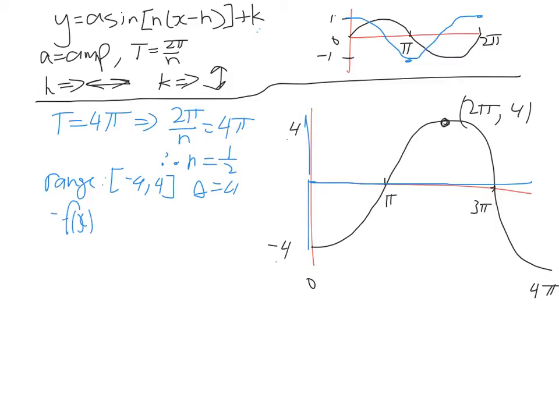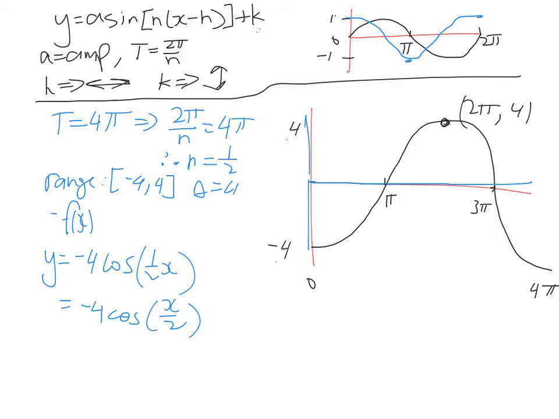Now, from there we can say that we have y equals -4 cos of 1 over 2x. That can also be written as -4 cos x over 2. Now, that's one possible equation. There may be another one.